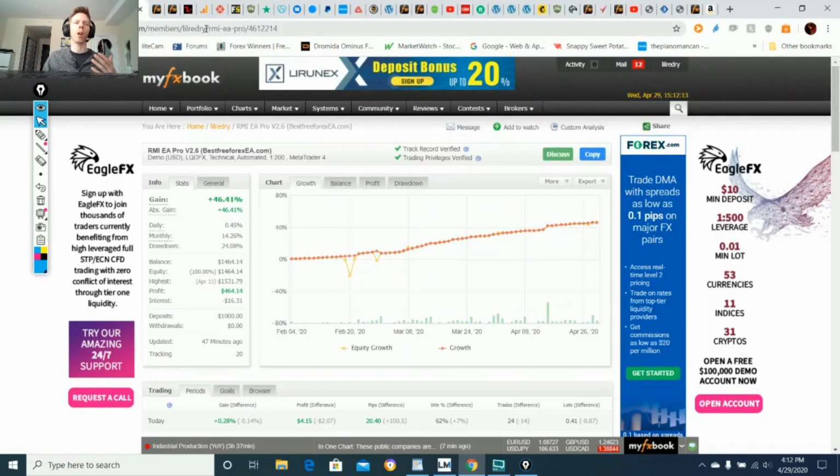All right, so the RMI EA Pro, this is the 2.6 Pro version. This was older, released about 2 months ago, and this expert is a high risk high reward algorithm. It's not available on my website anymore, but you can get it for free when you purchase the latest RMI Pro version 4. So this is given out for free for those that want to play with a high risk, high reward algorithm, but I'm not having it available on my website because I don't want to be a part of the high risk, high reward trading tools anymore.